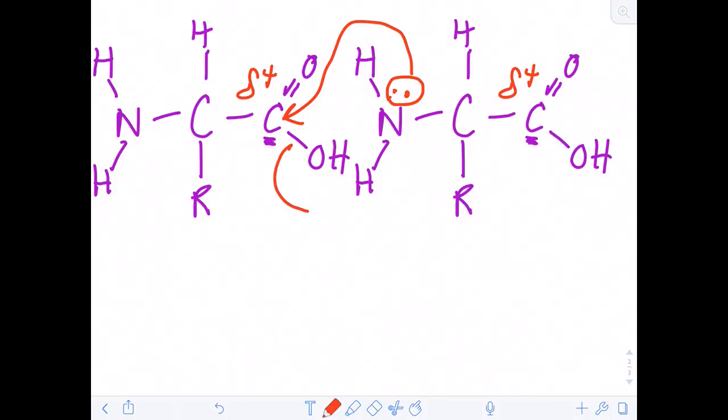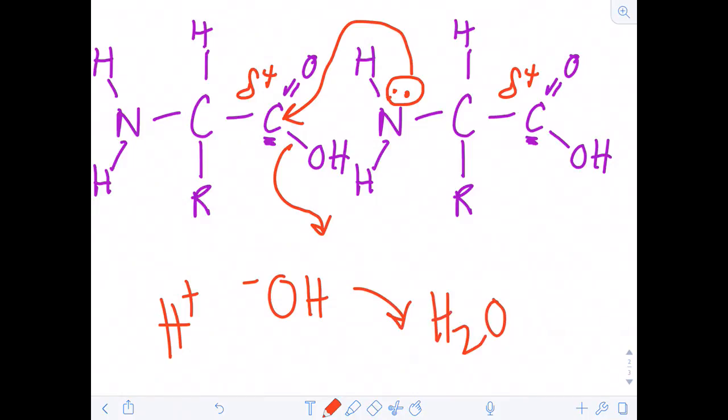This OH is going to leave as water, actually. It's going to leave as OH, but there's always some H plus in solution that's going to come together as water. So this is called a condensation reaction because you produce water. This is the reaction that happens to connect amino acids together and make proteins. It's also the same type of reaction that takes place to bond your DNA together.